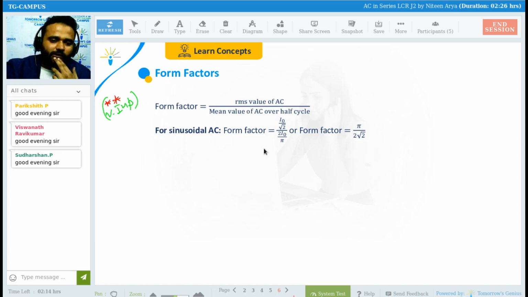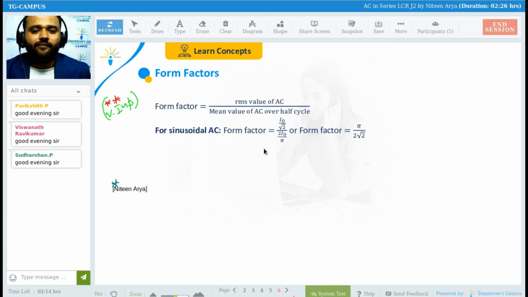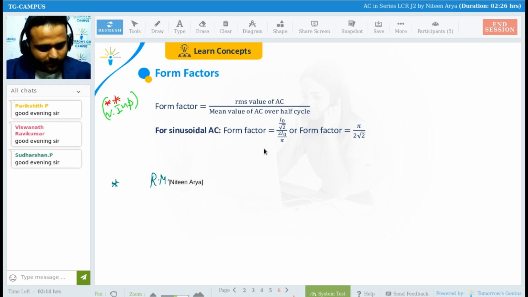So the RMS value of AC divided by the mean value of AC over half cycle is going to give you the form factor, and basically form factor for sinusoidal AC. One more important thing I want to discuss. Tell me what is the average value, even it is written over here. RMS value is, you can say RMS.